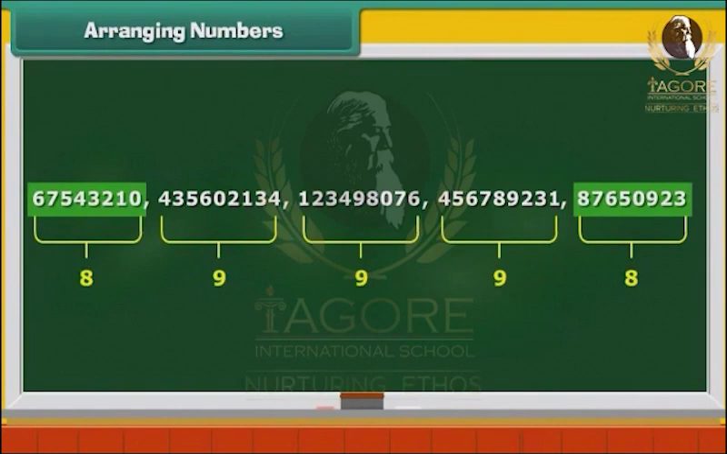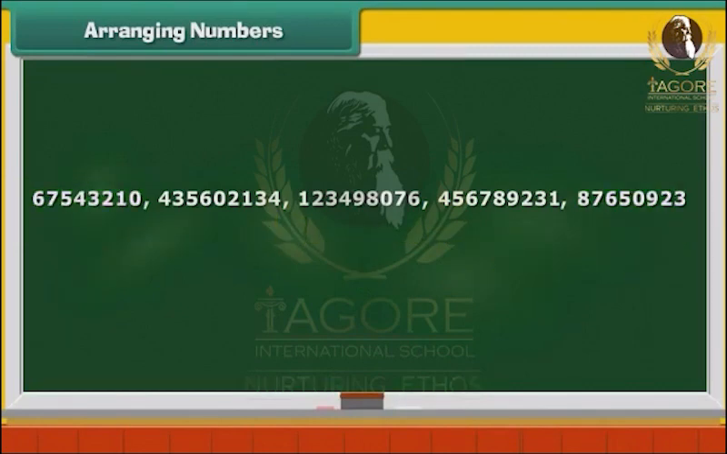6754-3210 and 87650-923 have 8 digits. Since we are arranging the numbers in the descending order, 9-digit numbers will come first, followed by 8-digit numbers. The 2 8-digit numbers are 67543210 and 87650923. Their first digits are 6 and 8. We know that 6 is lesser than 8.